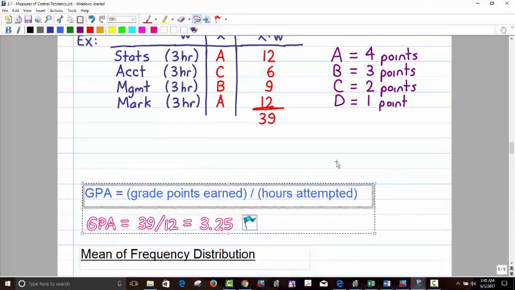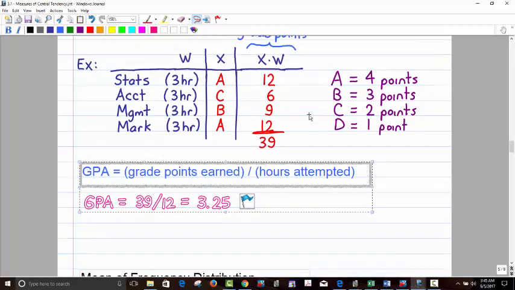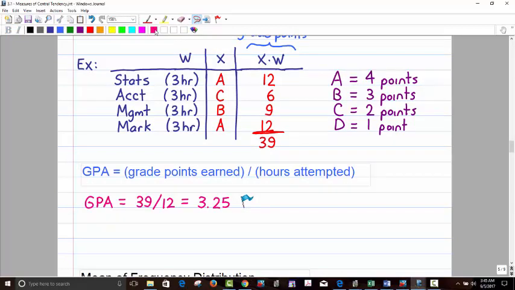So with that one, if you have an A, C, B, A, well, I should have probably changed this and put a 4-hour course in there to make it a little more interesting. But since they're all equally weighted, all you have to do is add up 4, 2, 3, 4, and average those numbers, and that would do it. But that's why, if they weren't equally weighted, if you had a 4-hour science class and stuff like that, you would need to use this method to do it.